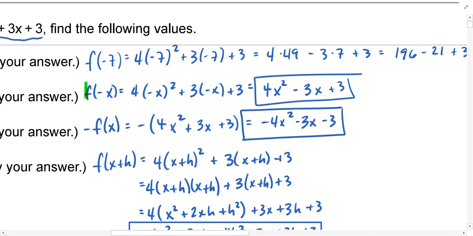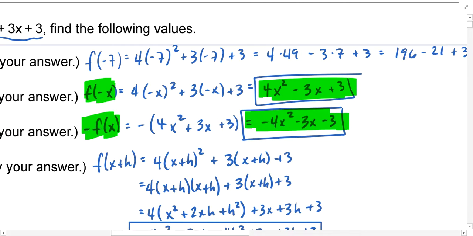Now, these two are good previews for our discussion on even versus odd symmetry. So understanding what f evaluated at the opposite of x should look like, and then the opposite of f of x, knowing what that should look like, would help us determine whether the function is even or odd.